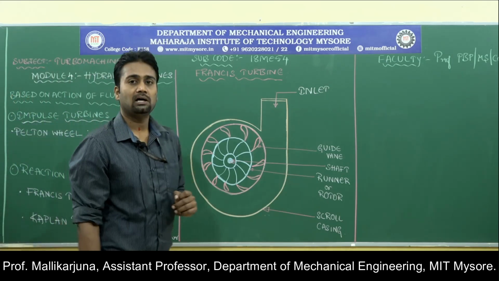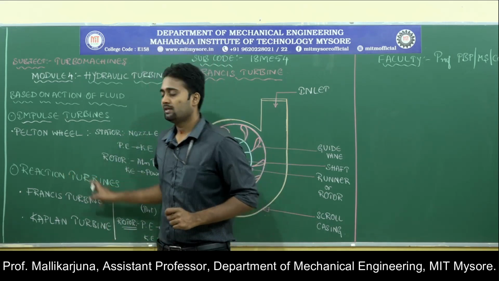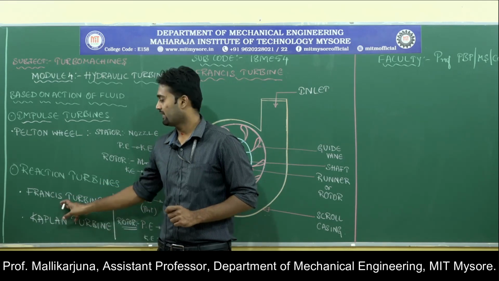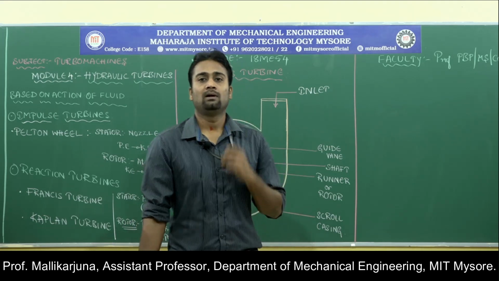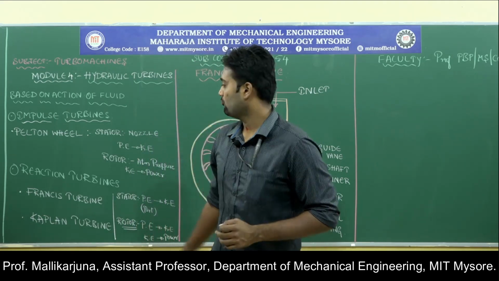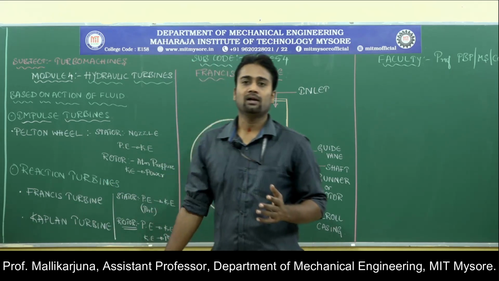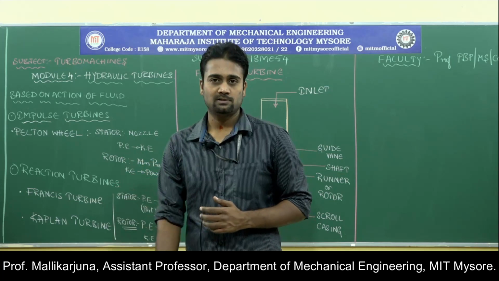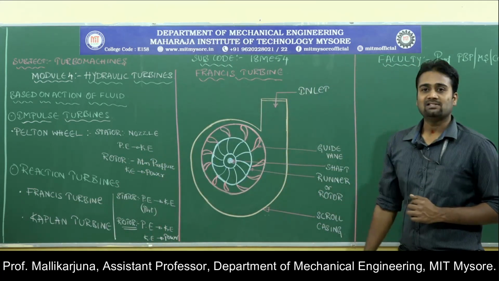In this session, I will be talking with respect to the reaction turbines, the second part. In that reaction turbine, we have two examples, one is Francis turbine and one is Kaplan turbine. We need to analyze the working of these two turbines under reaction turbines, and along with that we need to go through the velocity triangles of those two turbines. I have taken the first one, which is nothing but Francis turbine.